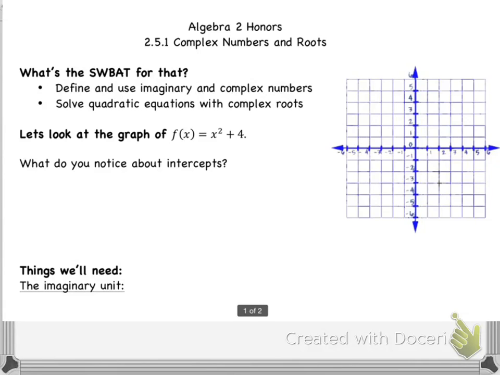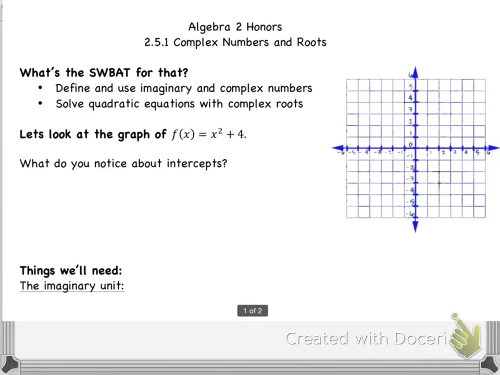So the lesson today is 2.5, which is about complex numbers and roots. I've been telling you about taking square roots of negative numbers, and that's what today is going to be about. By the end of today, we're going to be able to define and use imaginary and complex numbers and solve quadratic equations that have complex roots or complex solutions.